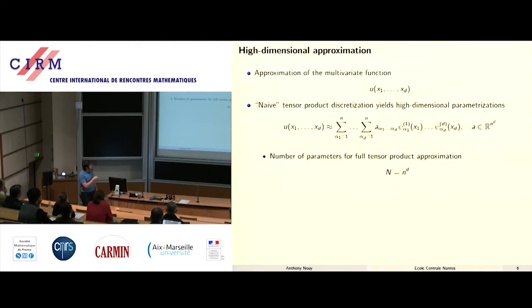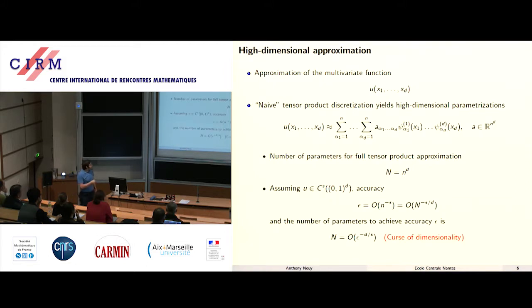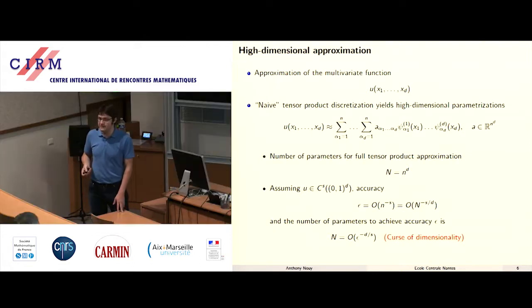The number of parameters in this type of approximation is n to the power d, where n is the number of basis functions in each dimension, and d is the number of variables in your problem. And so, even if you assume that your solution is s-times continuously differentiable, you know that to achieve an accuracy epsilon, you will need a number of parameters that will grow exponentially with the dimension d. And this is what we call the curse of dimensionality.